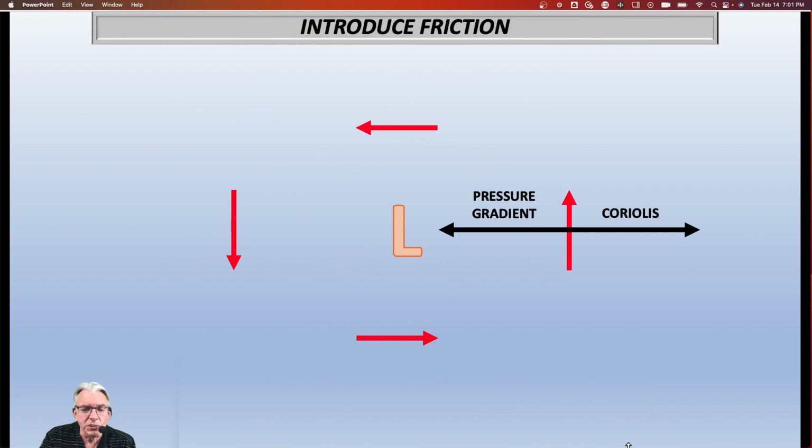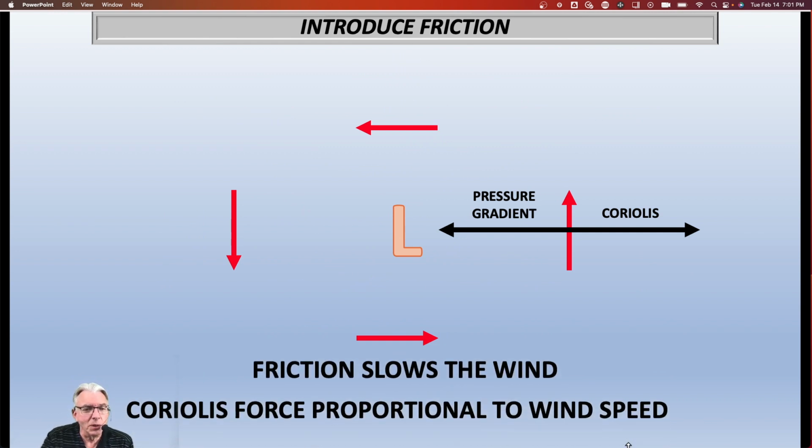However, what happens when we introduce friction? Well, for instance, there's always friction over either water or land, but it tends to be a little bit more over land, and friction slows things down, okay? So if friction comes into play, then that slows the wind down, and the Coriolis force is proportional to the wind speed. Okay, so if the wind speed goes down, the Coriolis force has to go down, and now we've got an imbalance of forces where the pressure gradient force is dominating, and that tends to turn the wind a little bit more toward low pressure.